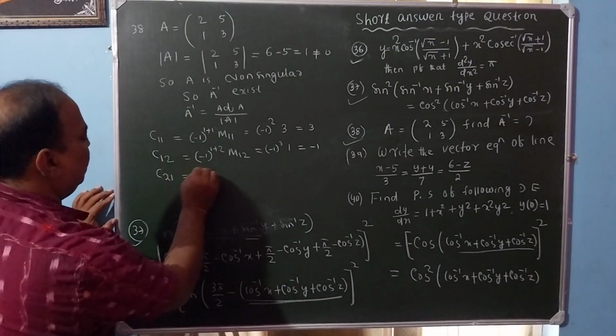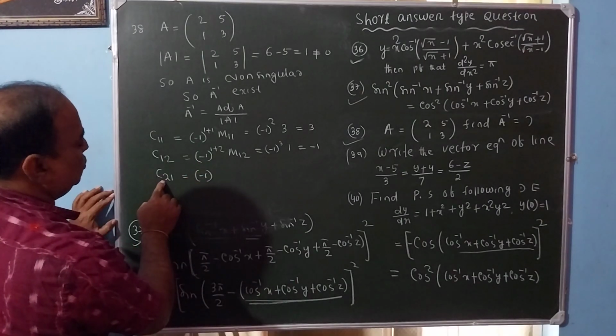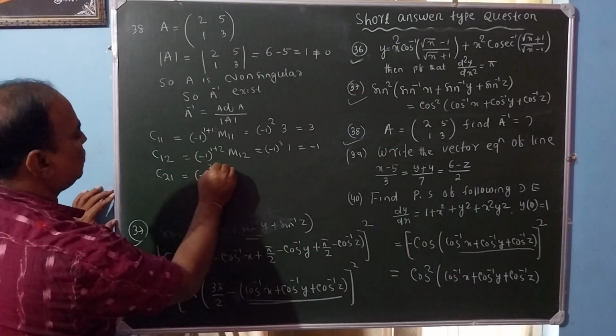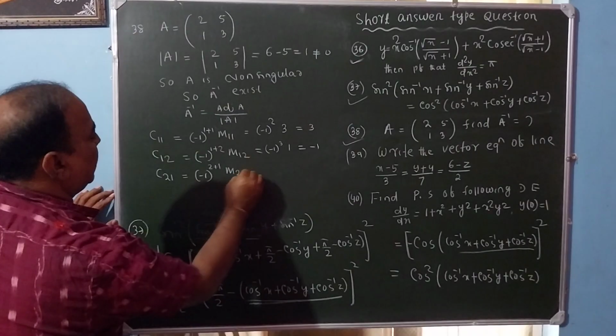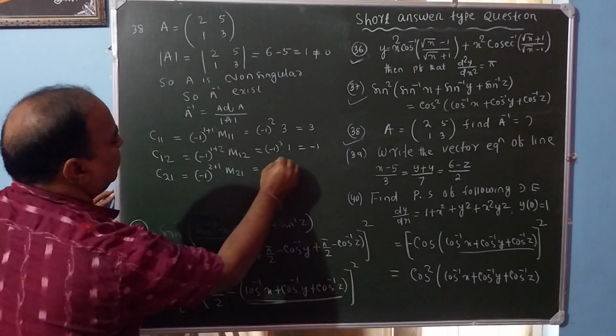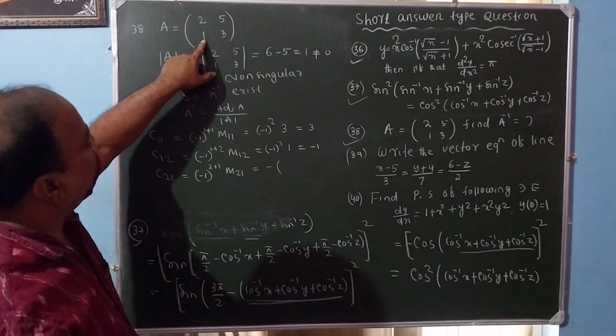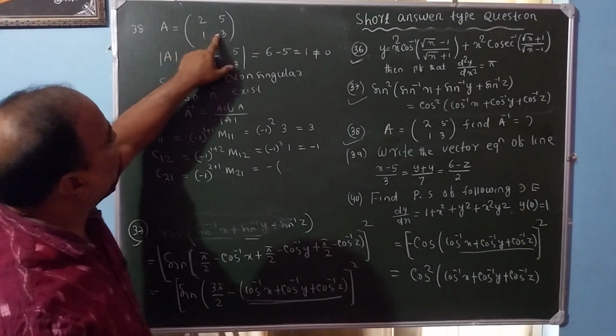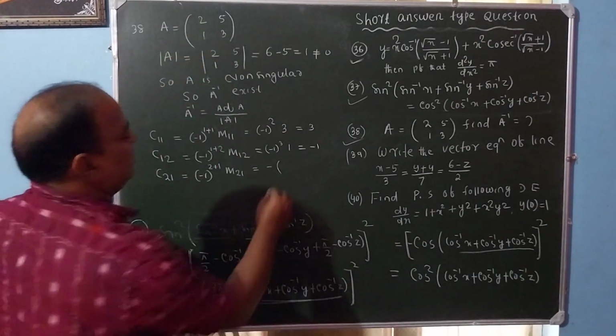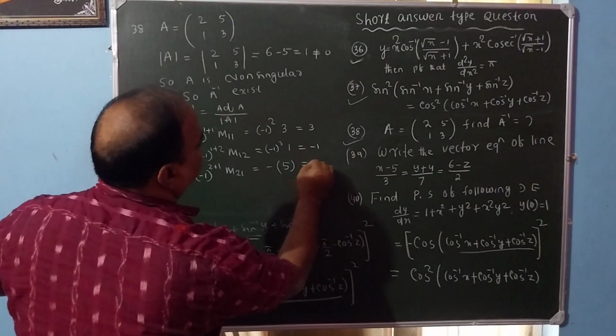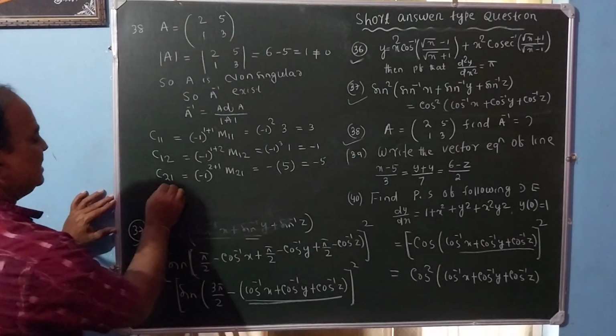C21. Minus 1 to the power i is 2, j is 1, 2 plus 1. M21. Here it is negative. M21 means you have to find out the minor of 21. You have to delete these rows, these columns. That is 5. So result is minus 5.